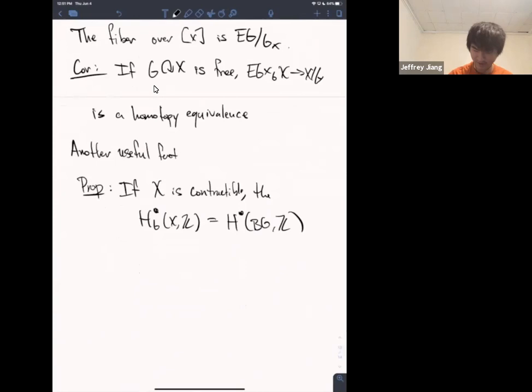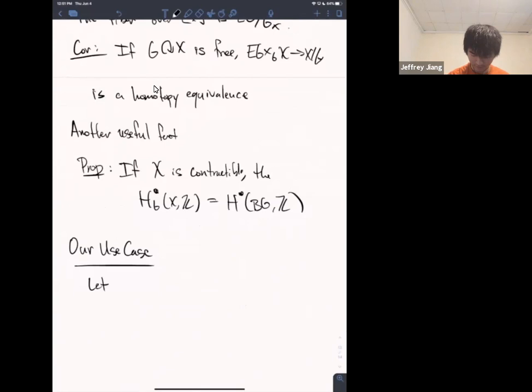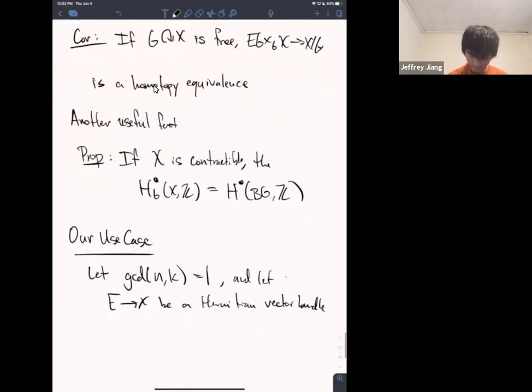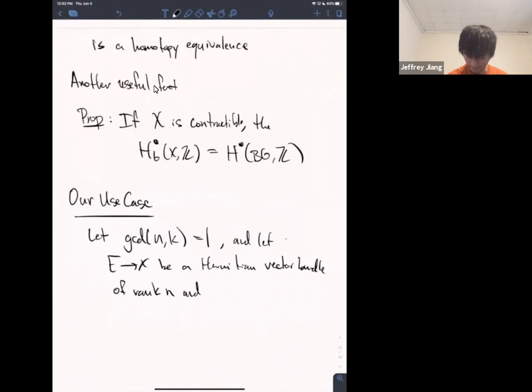Okay, so I'll just make one more remark on what we're going to be doing next time, and then I'll stop, I think. So what's our use case? Just a little bit of setup. Let's pick two integers, n and k, that are coprime, and let E to X be a Hermitian vector bundle of rank n and degree k.